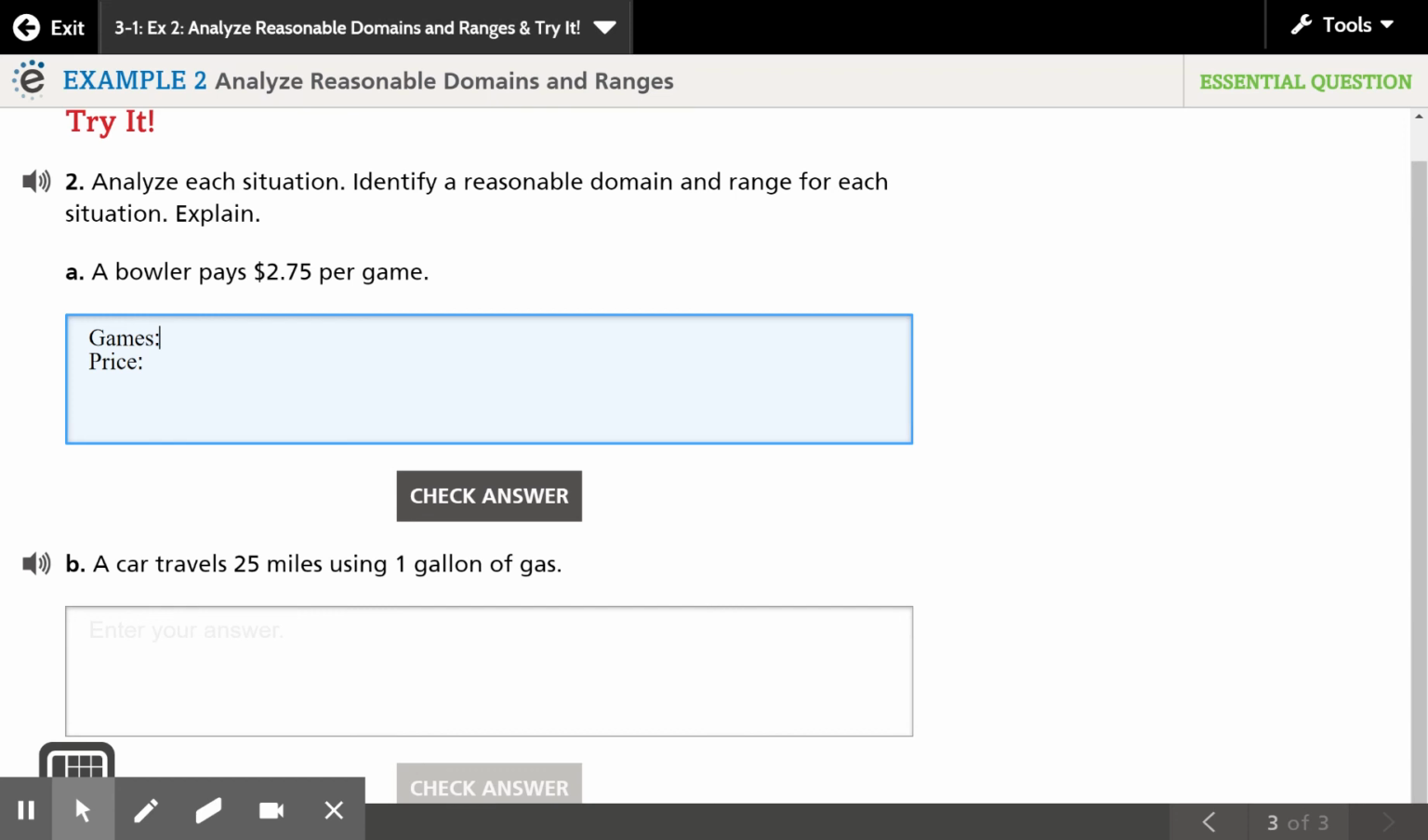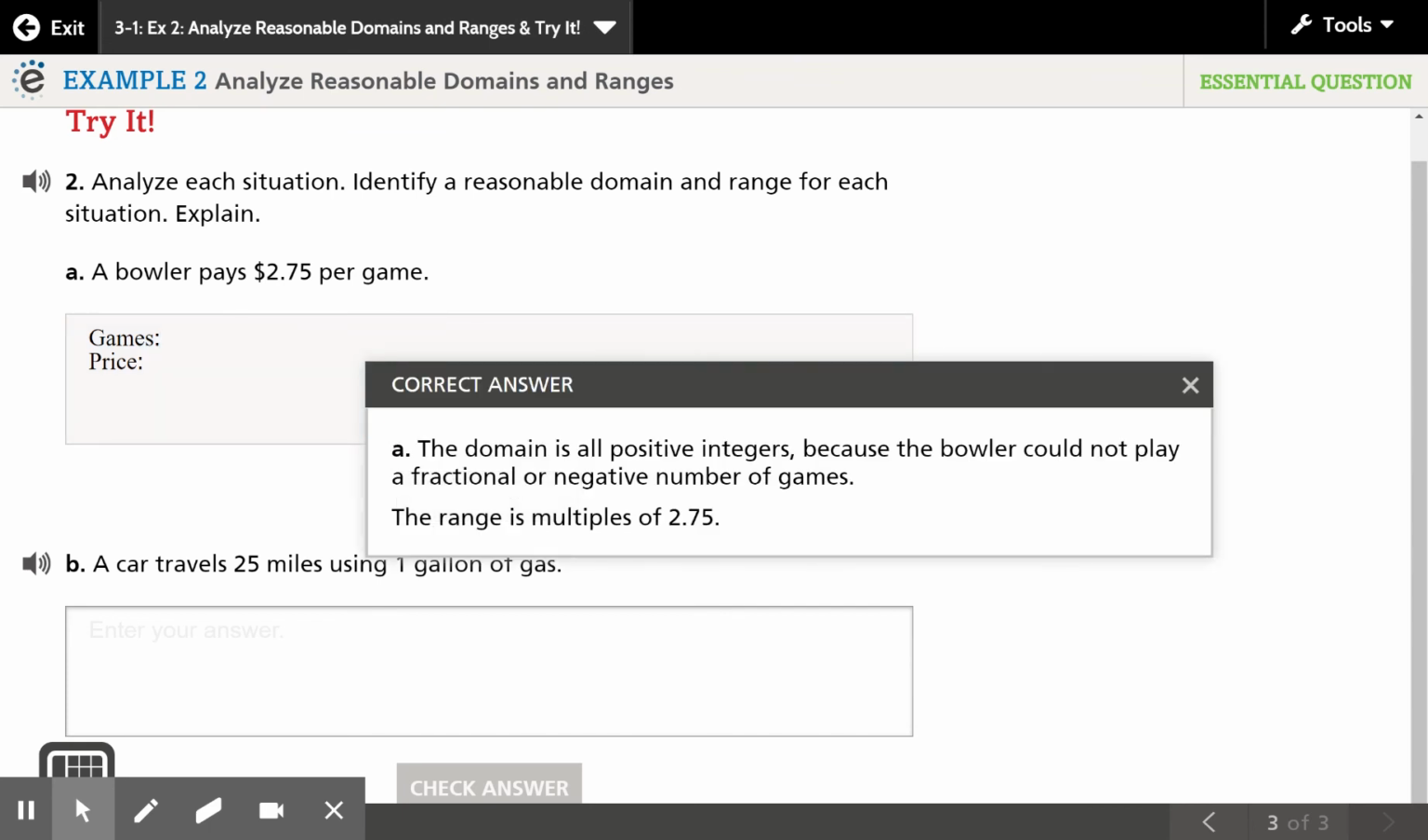Can you have negative games? Can you have half a game? Can you have decimals, fractions? Think about how many games you can play. And then think about the price. The price has to be multiples of $2.75. One game's $2.75, the next one's $5.50, so on and so forth. So the domain is all positive integers because the bowler cannot play a fractional or a negative number of games. Then think of the range. It's multiples of $2.75.